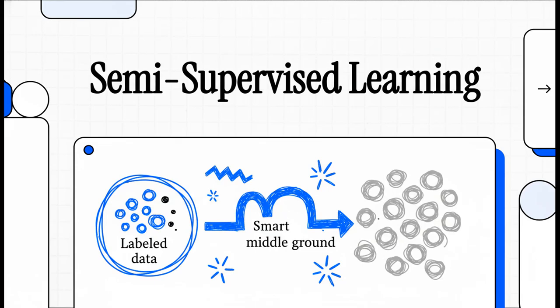All right, let's talk about a super clever approach in machine learning called semi-supervised learning. It's built to solve a problem that is just so common. What do you do when you have a tiny little bit of perfect, labeled data and a whole mountain of raw, messy, unlabeled information? Let's dive in.